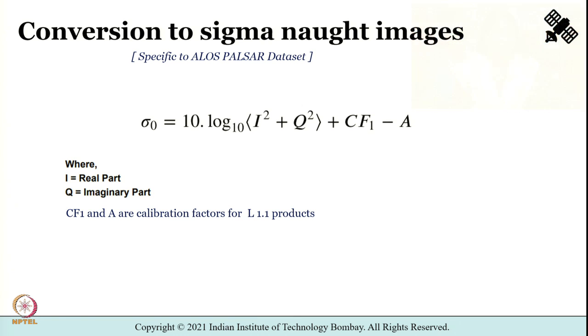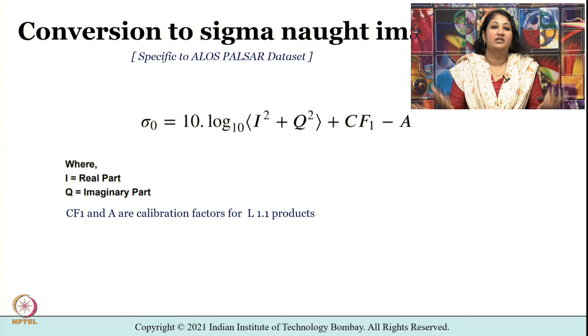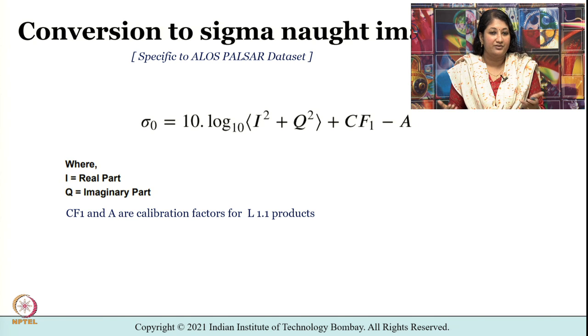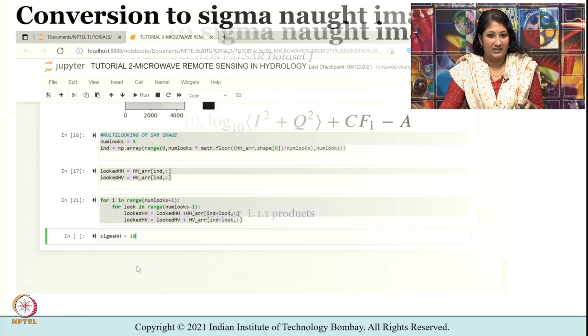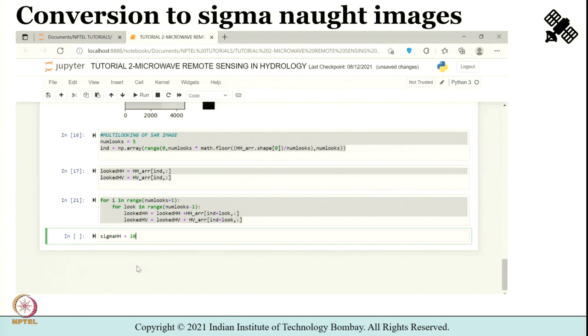In front of you, you can see an empirical relationship wherein I refers to the real part of the synthetic aperture radar imagery, Q refers to the imaginary part, and C, F1 and A are nothing but the calibration factors. Specific to the ALOS PALSAR data set used in this tutorial, we have estimated the values of C, F1 and A and used these constants for our conversion to sigma naught imagery. Let me reiterate, this is specific to the ALOS PALSAR data set. If you use a data set from some other satellite, the calibration factors are going to differ. Now let us try to understand how to perform the conversion in Python.